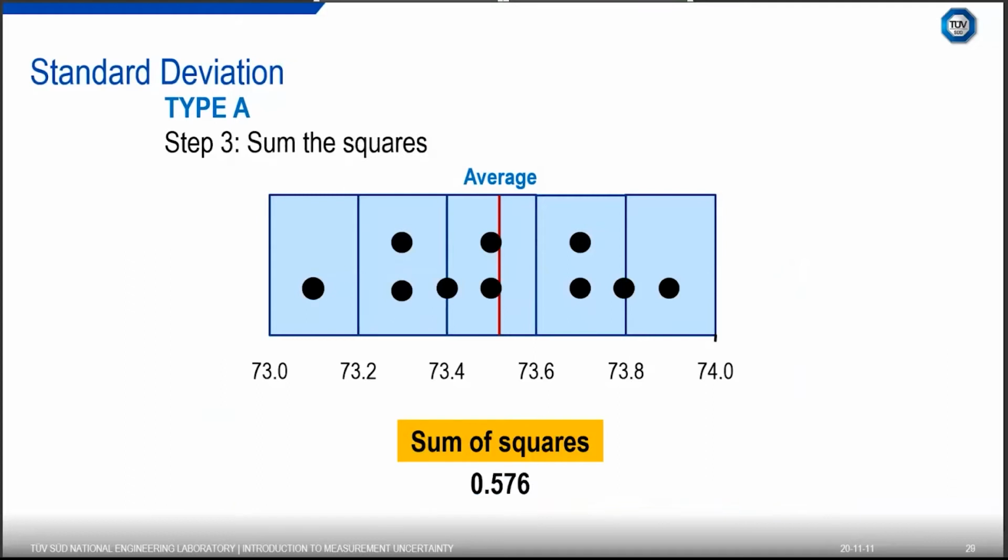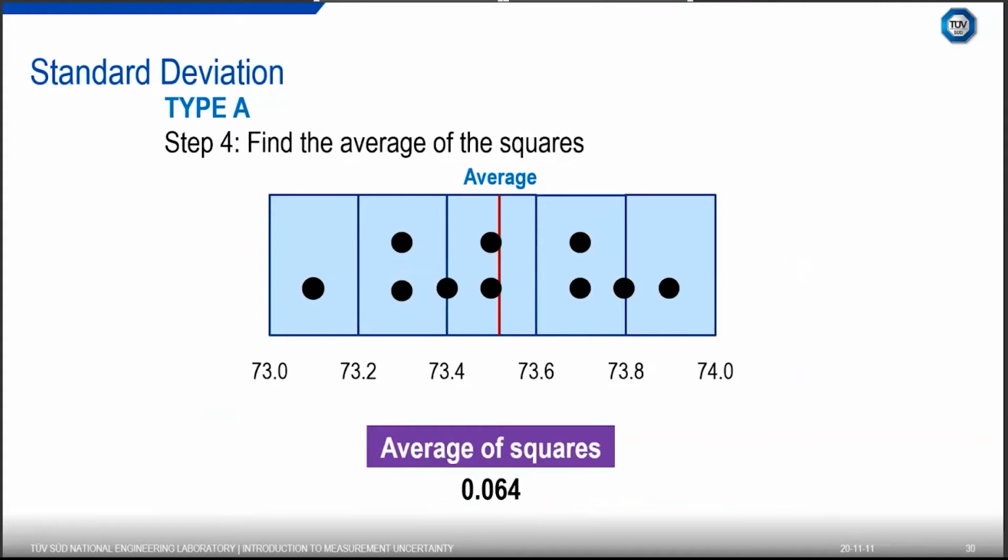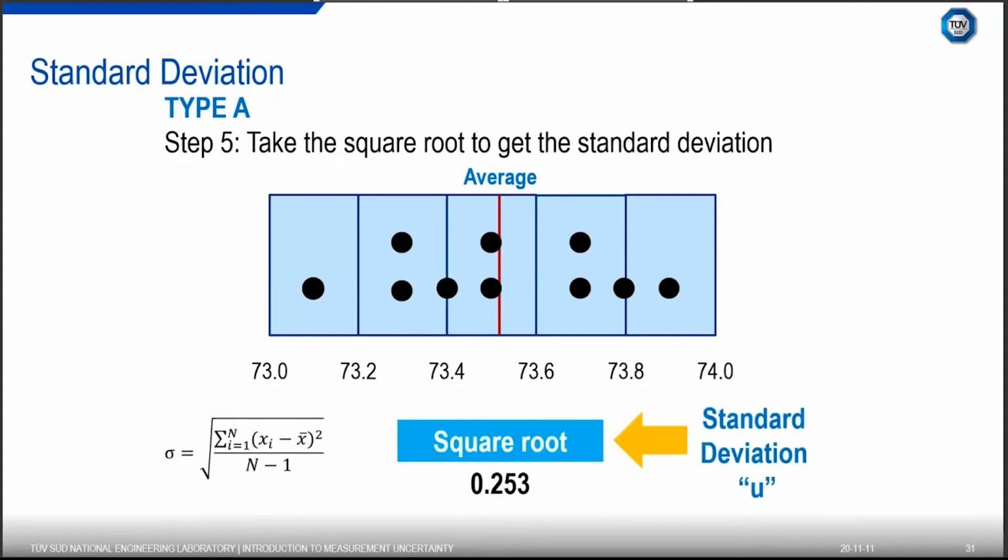We would subsequently take the sum of the squares and then take the average from there, or n minus 1 from there. Then from that value, we would take the square root. So what we've essentially done there is calculated the standard deviation for that data set or that sample, and that represents the standard deviation of the population, using that equation there.